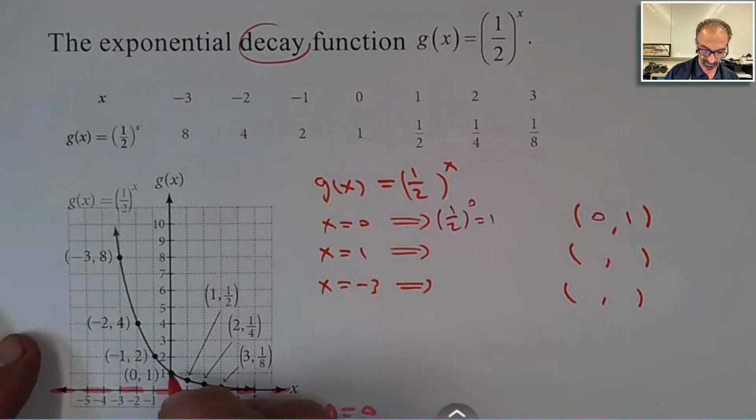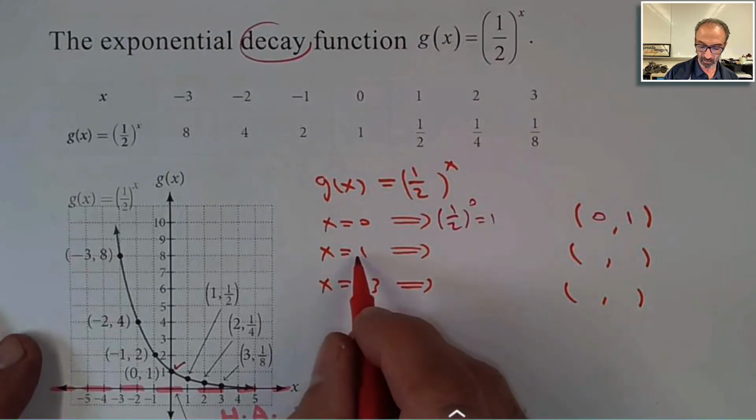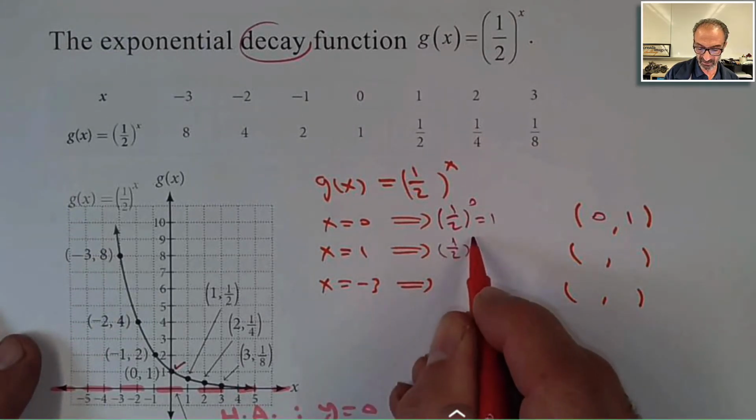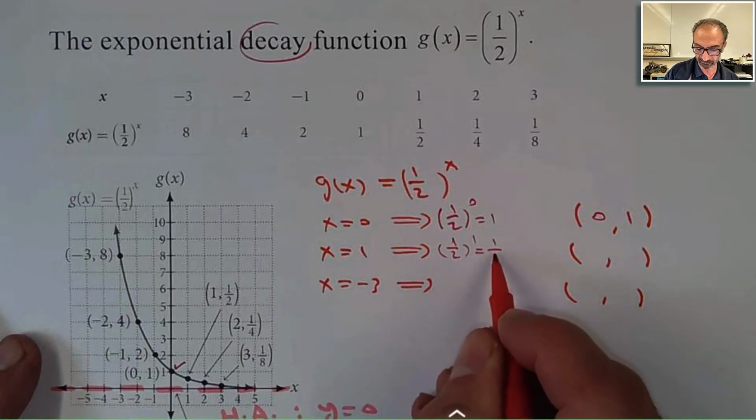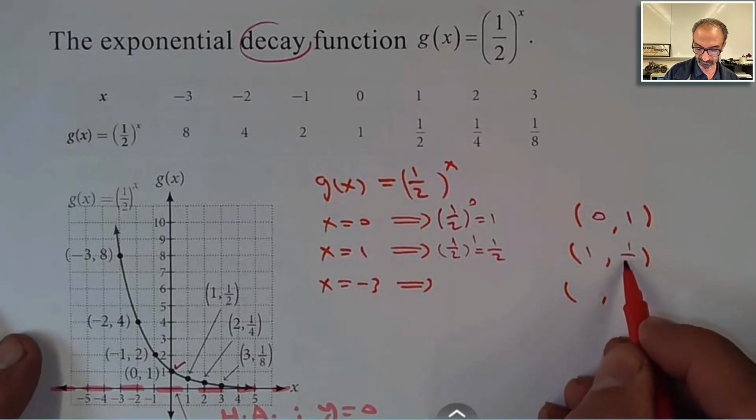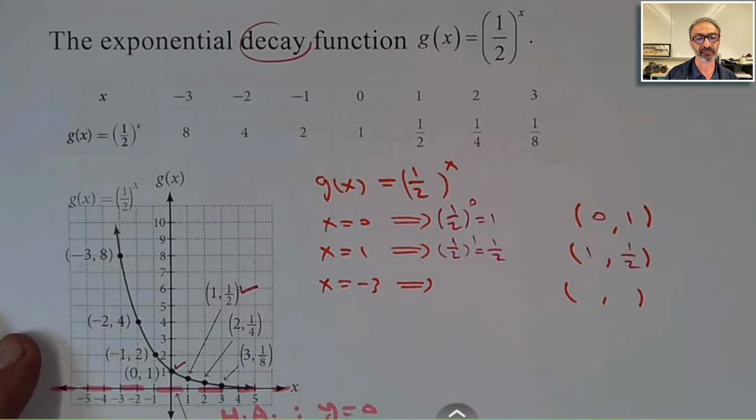Right there. Plug in 1. That's half to the power 1. It's not going to go anywhere, so it's just going to be half. So 1 will take me to half, and right there.